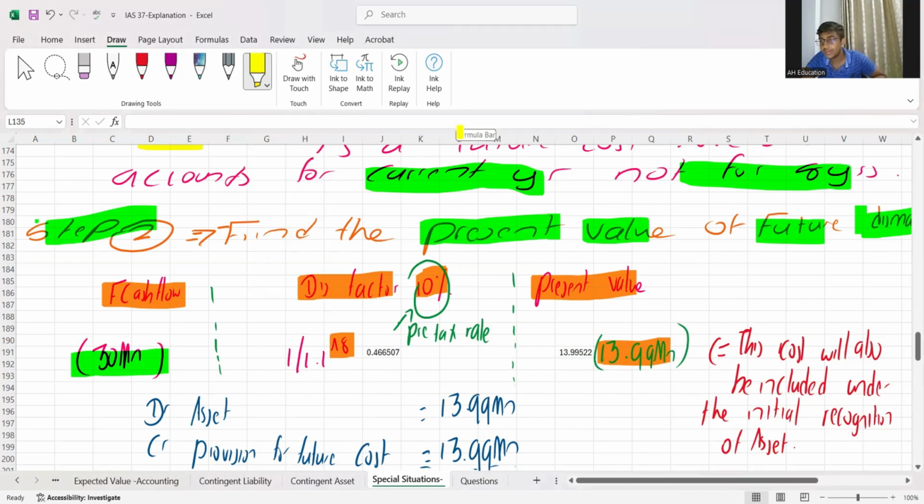Now always remember, we will only take the pre-tax rate. Maybe I'll be calculating the discounting factor in terms of environmental provision. We will only take the pre-tax rate. Again, I'm highlighting pre-tax rates.